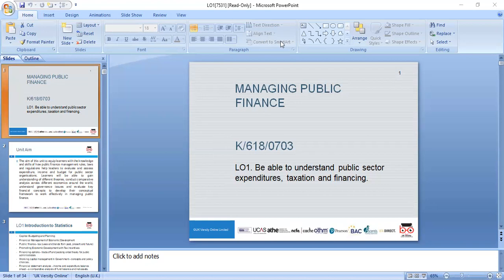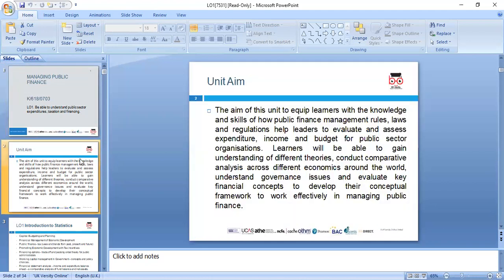This week we're looking at LO1, learning outcome one, which is about being able to understand public sector expenditures, taxation and finances. The aim of this unit is to equip the learner with the knowledge and skills of how public finance manages the rules and regulations, and to help learners evaluate and assess the expenditure, which we will go through.